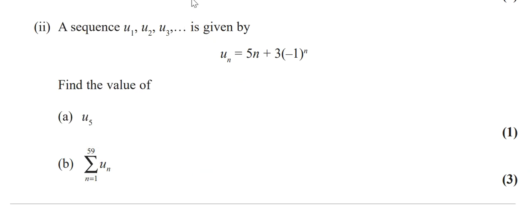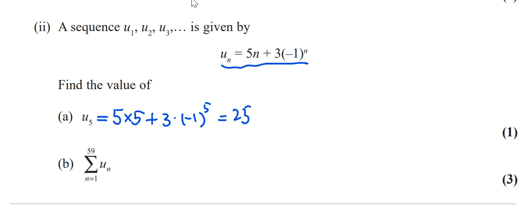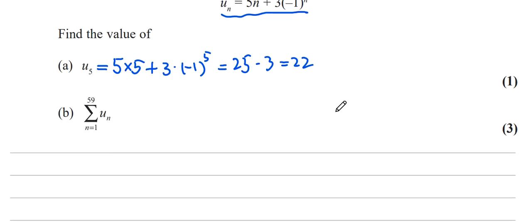So u5, right? We want to know u5. The fifth term of this sequence, since you know un is here, we just plug in 5. 5 times 5 plus 3 times -1 to the power of 5. It should be 5 times 5 is 25, and this is -3. So for part A, the answer should be 22, right? It is very easy and straightforward, I believe.